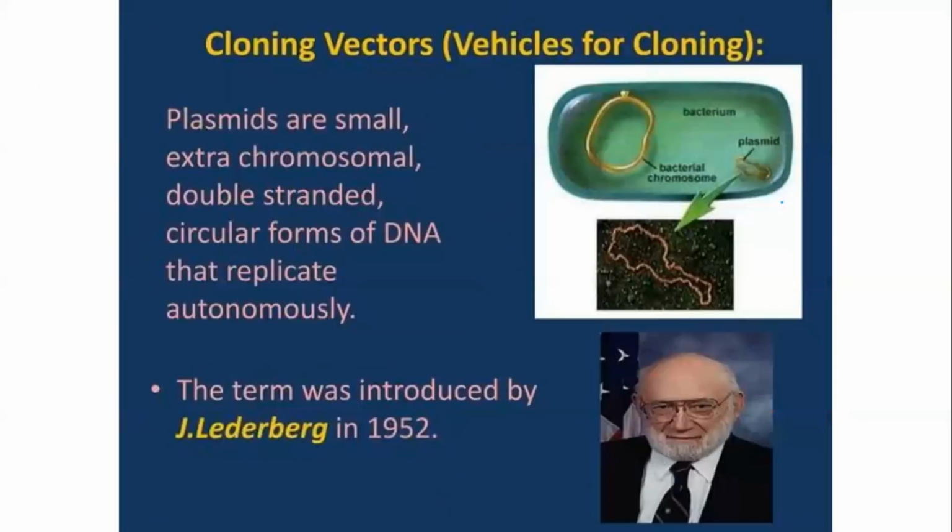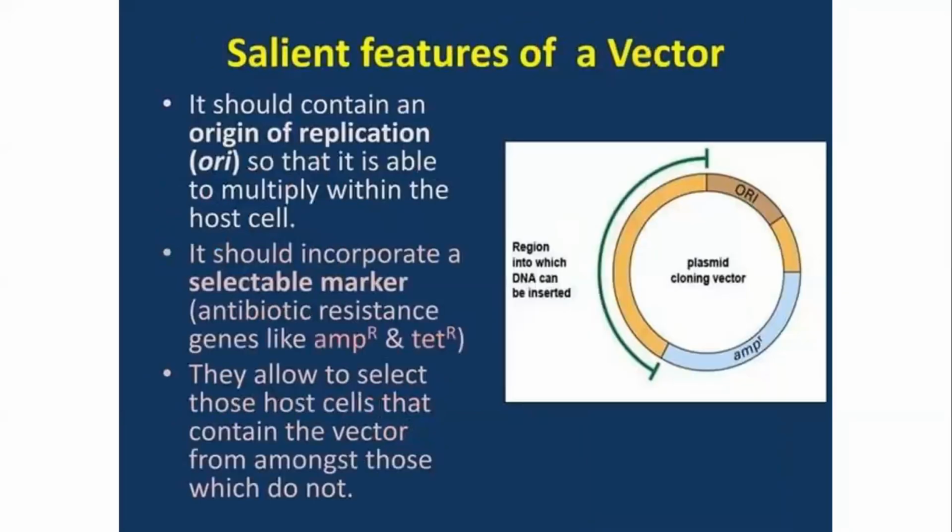Now, here you can see a bacterial chromosome, and this is the plasmid having the gene of interest. Plasmids are small extrachromosomal double-stranded circular forms of DNA that replicate autonomously. This is also another extra point: they replicate autonomously, that means they replicate themselves separately. They have their own machinery of replication. So they are vehicles of cloning.